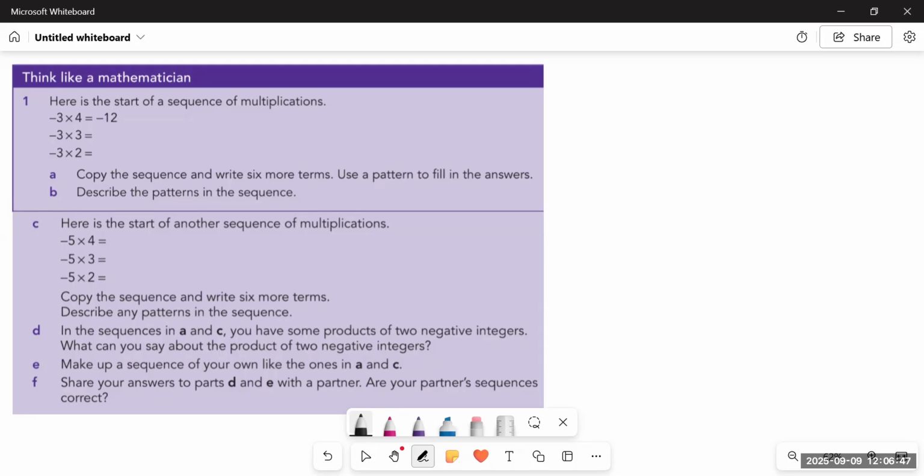This is Cambridge Lower Secondary Book 8, and we are starting exercise 1.2 today. We are already done with exercise 1.1, in which we talked about the prime factors, and now we are going to start with multiplying and dividing integers.